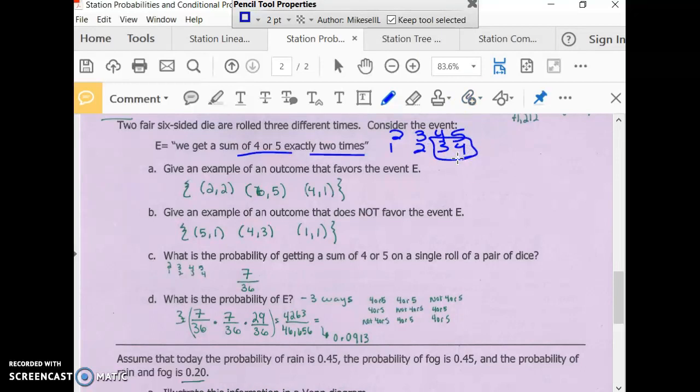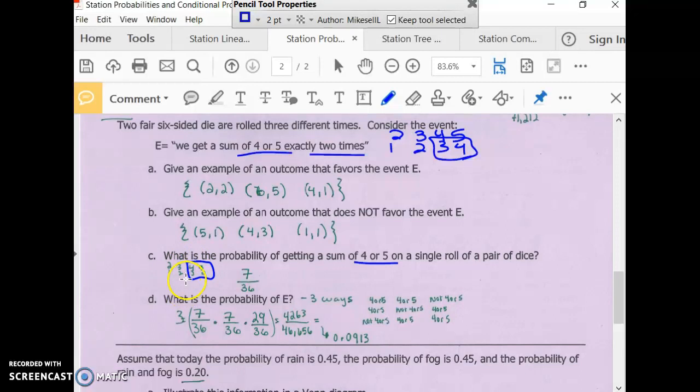So give an example of an outcome that favors the event. 2 and 2 gives a 4, 6 and 5 is 11, but 4 and 1 is a 5. So I have a 4 or a 5 exactly 2 times. Then 5 plus 1 is a 6, 4 plus 3 is a 7, 1 plus 1 is a 2. Those don't favor the event. What is the probability of getting a sum of 4 or 5 on a single pair of dice when I roll?